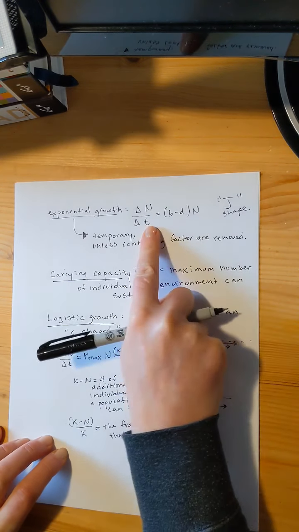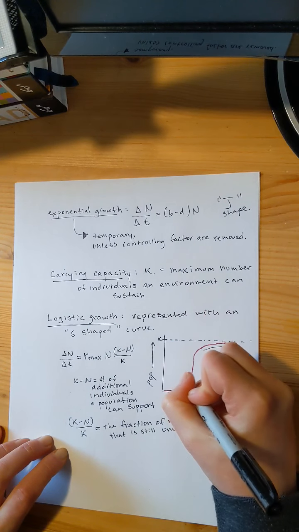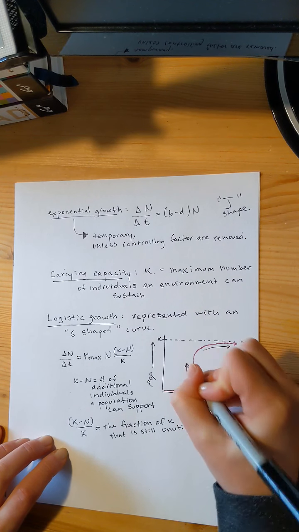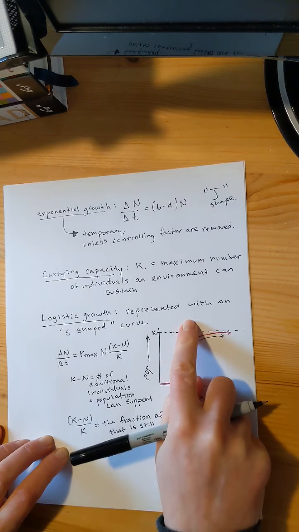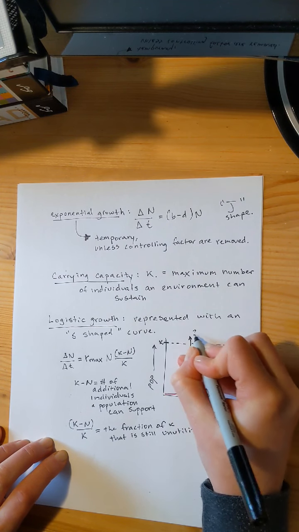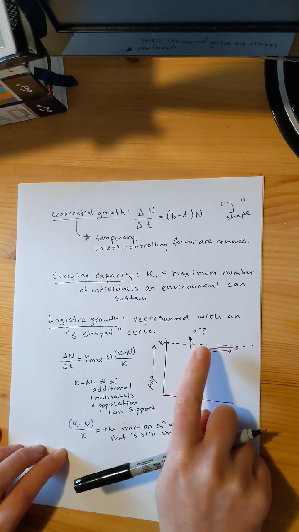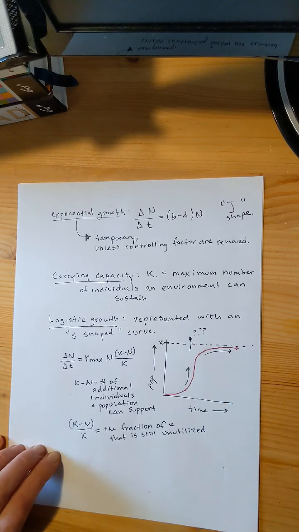Unlike exponential growth, where K was not even a factor. In exponential growth, you're just skyrocketing upward, your population keeps growing, and then if you pass your carrying capacity, a whole bunch of things might happen. Let's talk about those things.